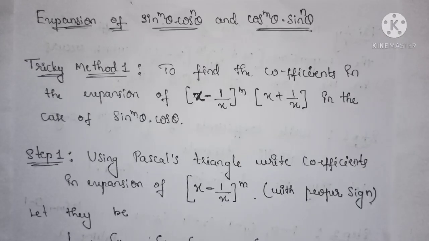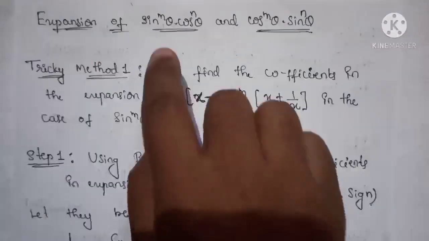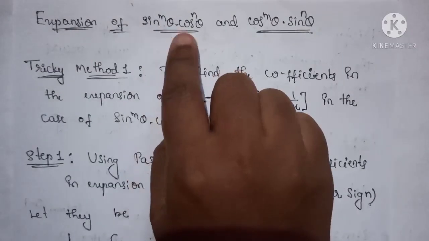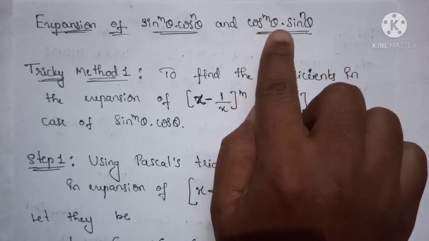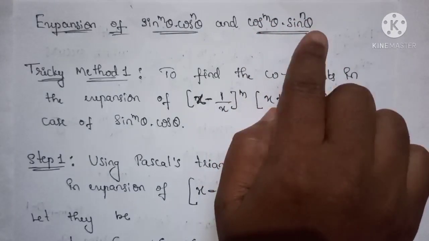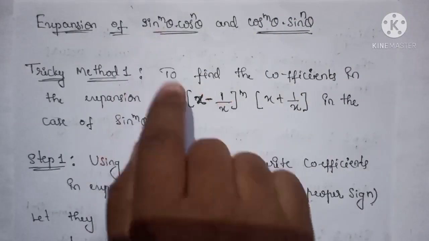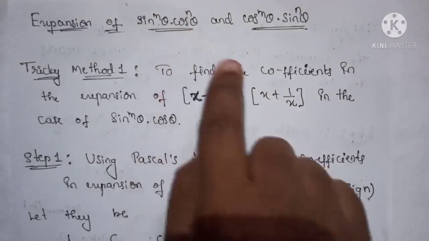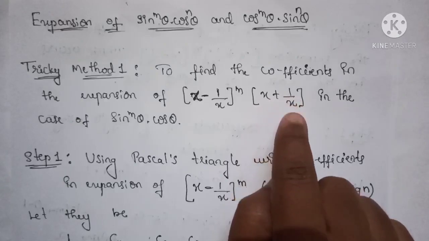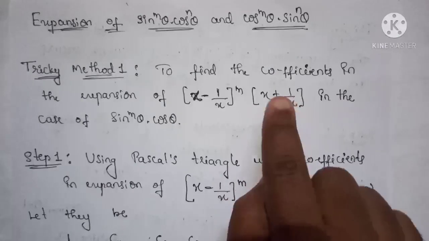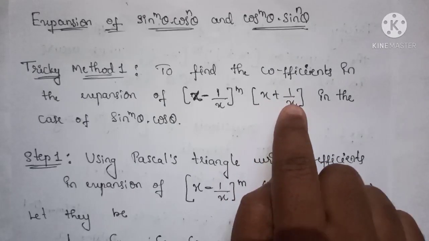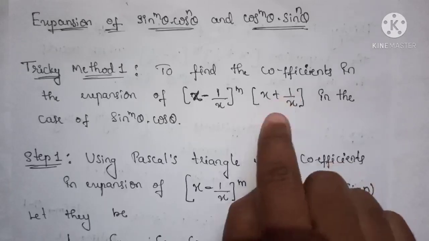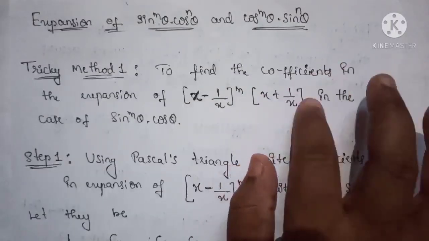So today we shall continue the same topic, trigonometry. Here we solve some problems of the form sin^m theta times cos^n theta and cos^m theta times sin^n theta. Here for sin we take x minus 1 by x to the power m, and for cos we take x plus 1 by x, because x plus 1 by x is equal to 2 cos theta. We have already seen all these expressions.